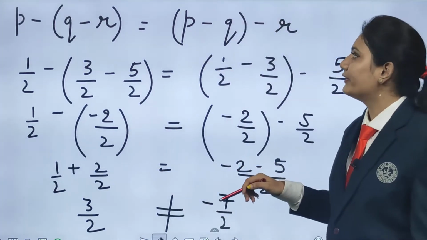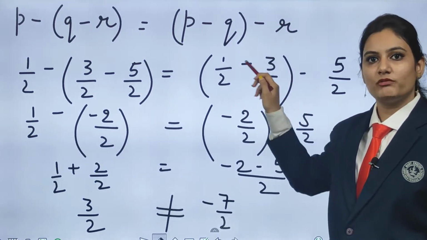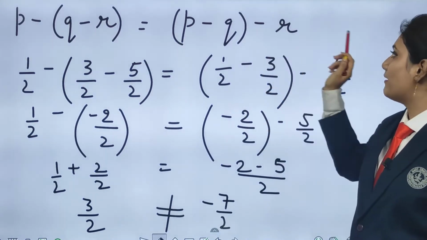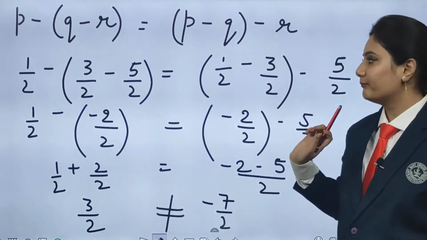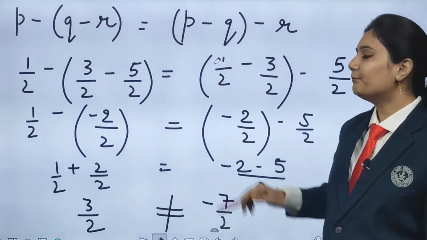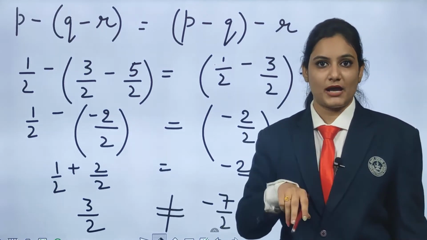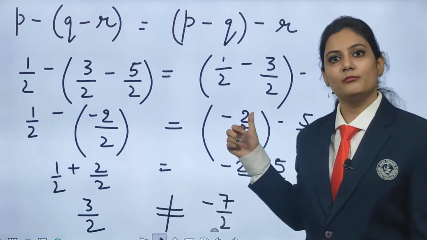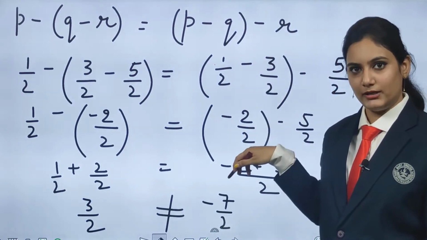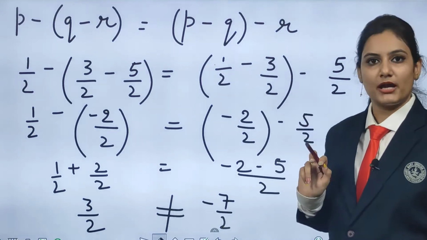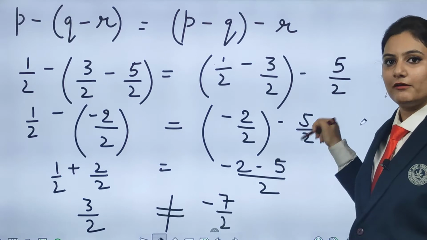On the right hand side, how it is? 1 by 2 minus 3 by 2. Denominator is same. So, we can solve the numerator. And minus R by 2. So, minus 5 by 2. First, we will solve this bracket. Now, see here plus 1 and minus 3. So, answer will be plus minus minus, sign of the greater. Here greater number is 3. So, here with sign of the greater number it is negative. So, answer will be negative. 1 minus 3, answer is minus 2. So, minus 2 upon 2 minus 5 by 2.